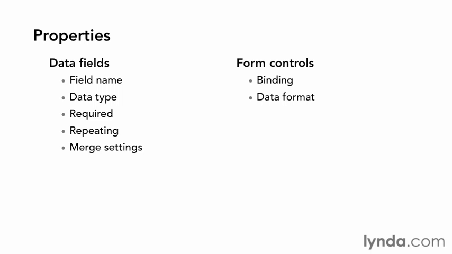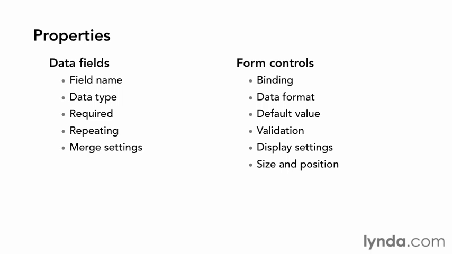The format for the data, it's not just a date, it's a date where we're going to use the full name of the month spelled out. What's the default value for this field, if there is one? How do we validate this data? If it's required in the data field, we also want to make sure in the control that we're saying you actually have to supply this information here in the control. How is it displayed? Where is it? What size is it? And finally, some accessibility settings and some web browser settings.